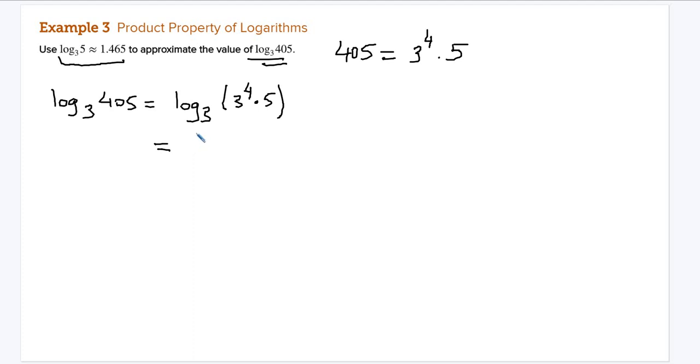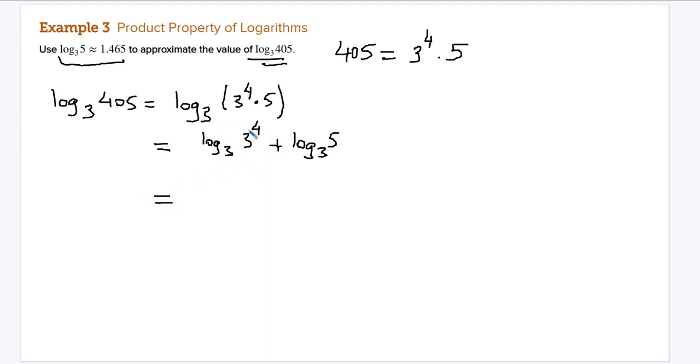Right? Since it is the product, because we have a multiplication here, we can break this log 3 to the power 4 times 5 as log 3 to the power 4 plus log 3 of 5, like this. The product becomes a sum here based on rule 1. Okay, so now the 4 as the power here, right?